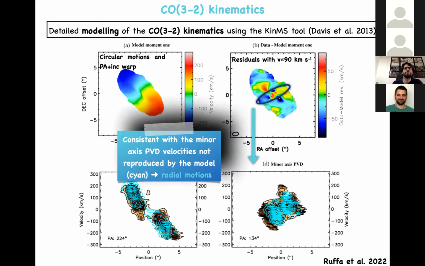And in particular, the residuals along the minor axis are interesting mainly because here the circular velocity component is close to zero. So any residual velocity is likely associated to radial motions. And this can be also clearly seen from the minor axis position velocity diagram showing a velocity gradient up to 200 km per second that is not reproduced by our model overlaid here in cyan contours.